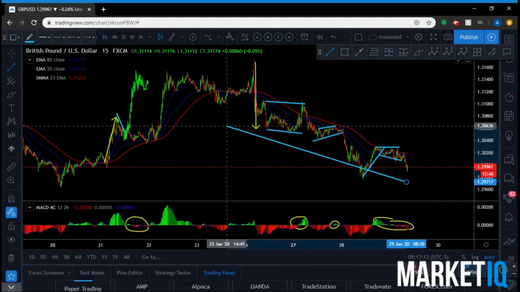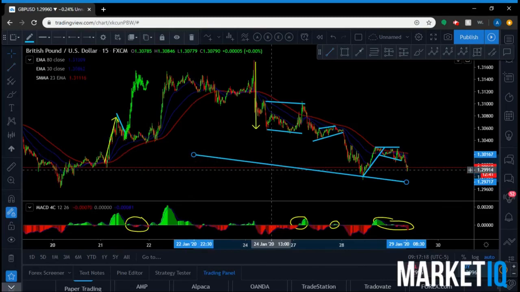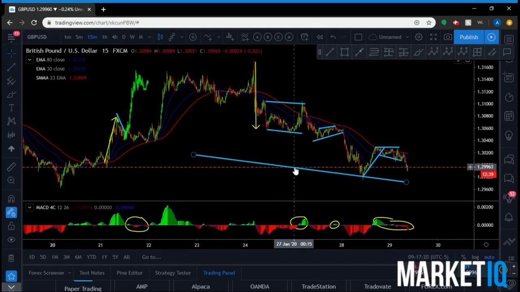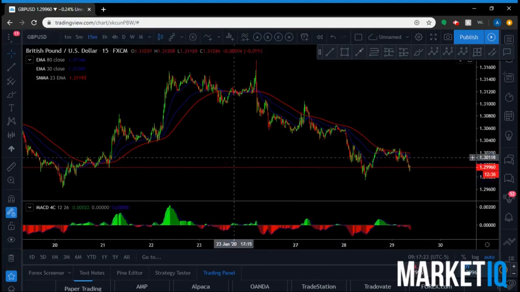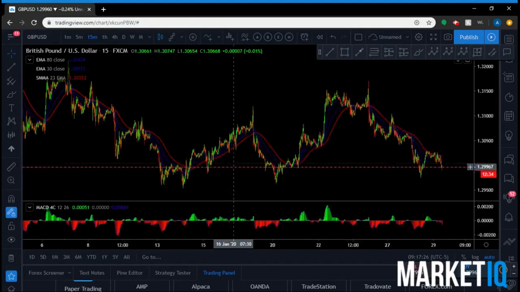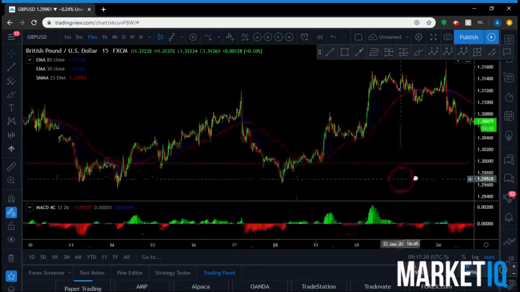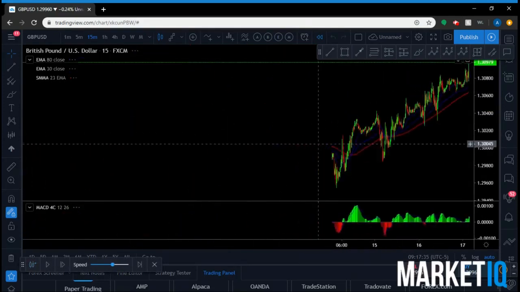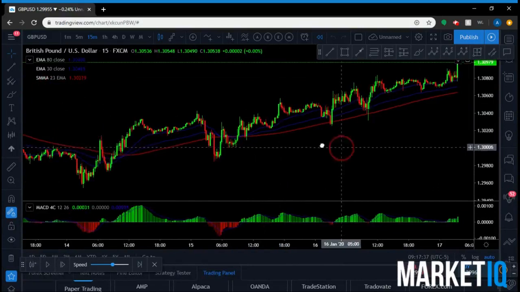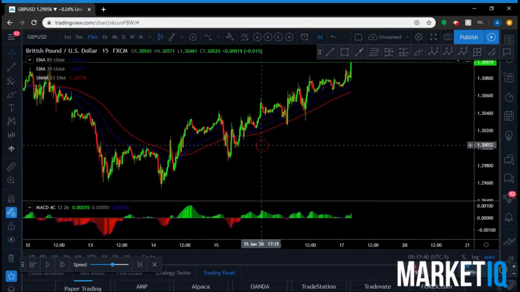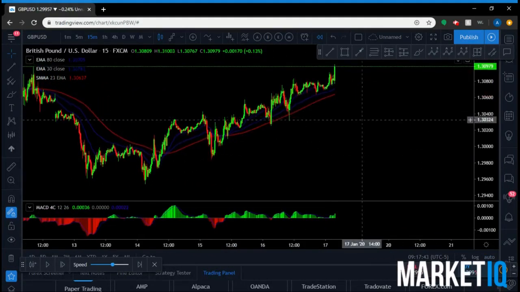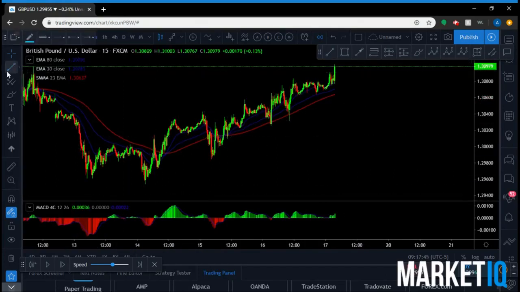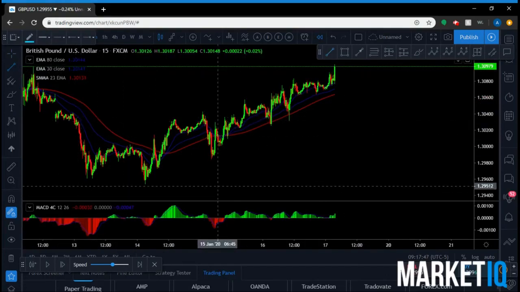The other way we use MACD is to look for when a trend is coming to an end. The way we are able to do that, let me delete everything here, is something called MACD divergence. So let's pretend that we are back here. This is a good example. Okay, MACD divergence.